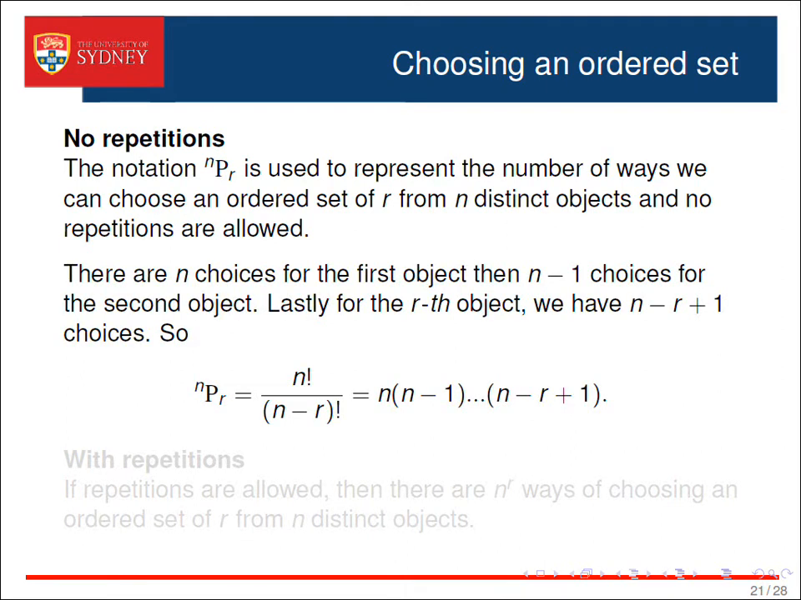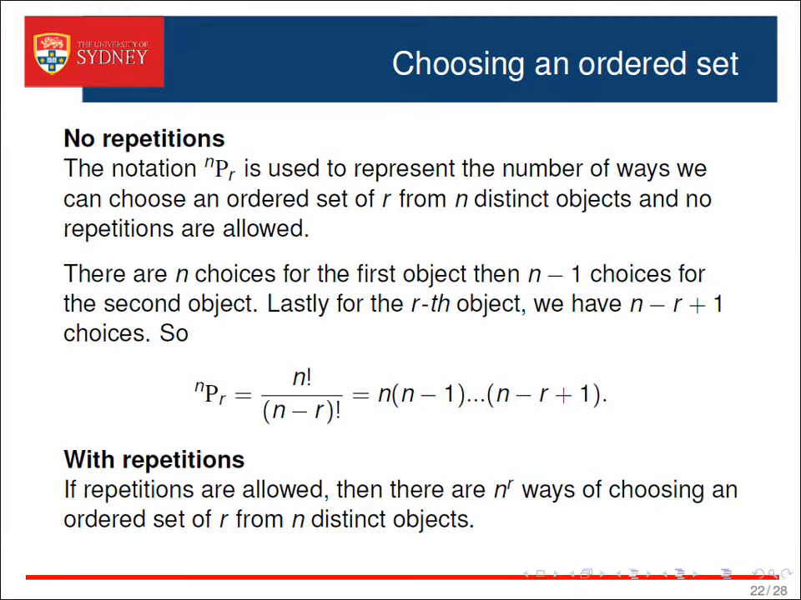There are n choices for the first object and n-1 for the second, and so on to the rth object where we have n-r plus 1 choices. So n permutation r equals n factorial over n-r factorial, which equals n times n-1 times n-2, and so on until n-r plus 1. If we are allowed to have repetitions in our choices, then there are n to the power of r ways of choosing an ordered set of r from n distinct objects.